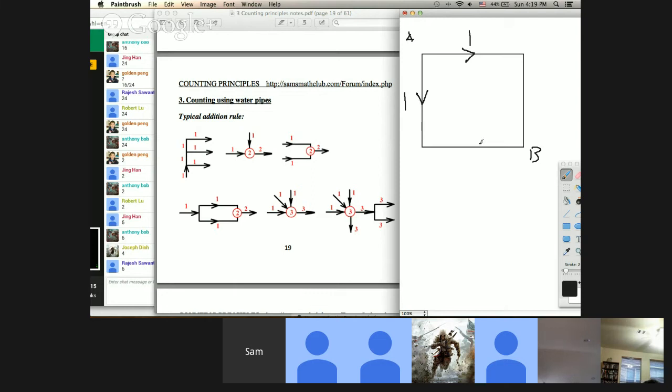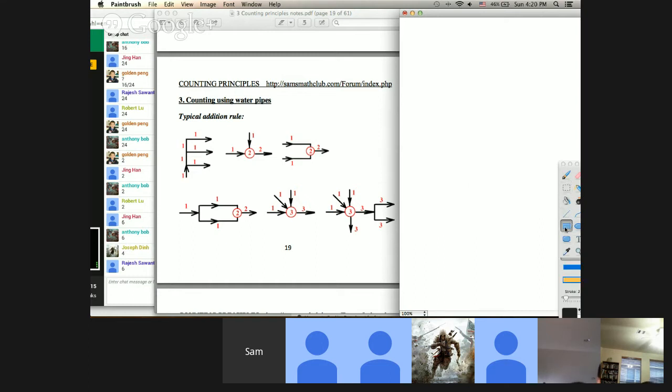And then this continues flowing. So since it's a corner, nothing really changes here. So it continues being 1. This is a corner. It continues being 1. So then at the end, we get 1 plus 1. So there's a total of 2 ways to flow from point A to point B.